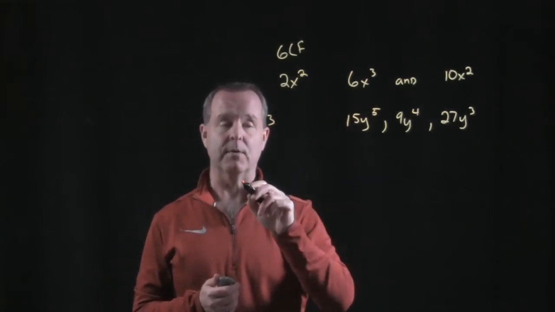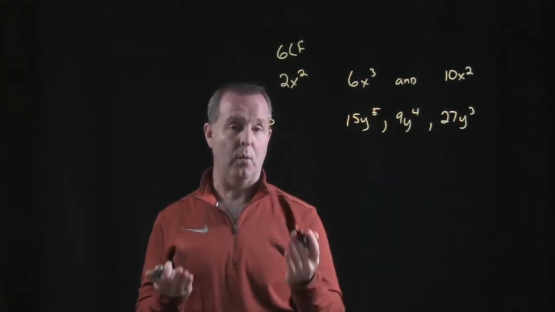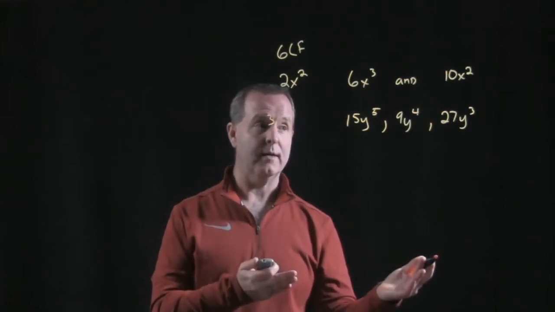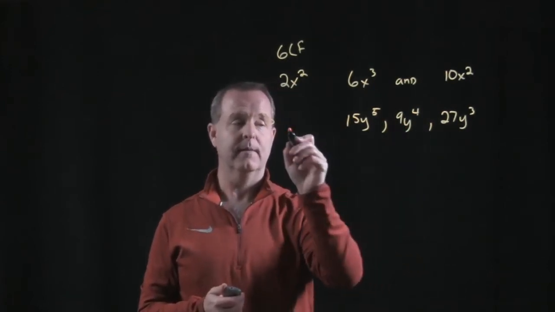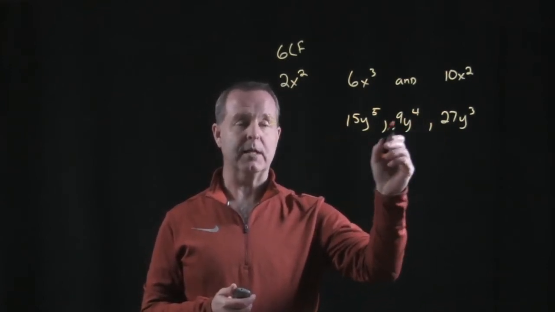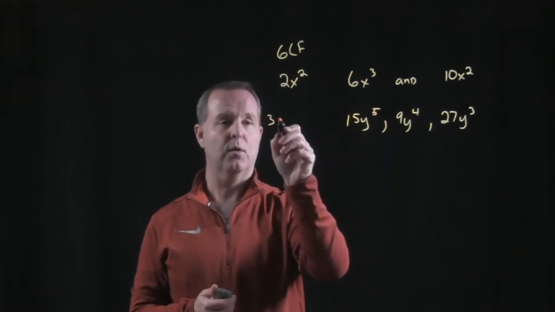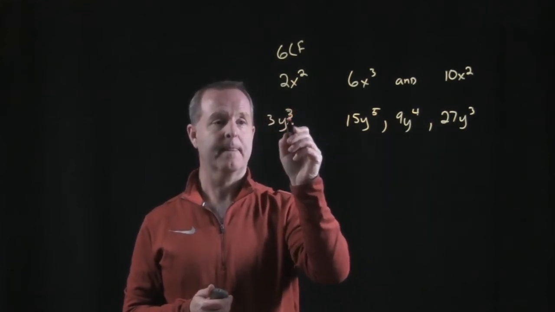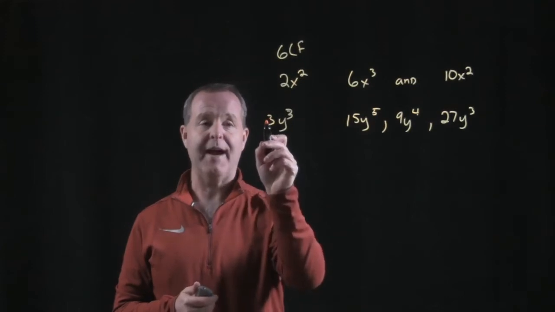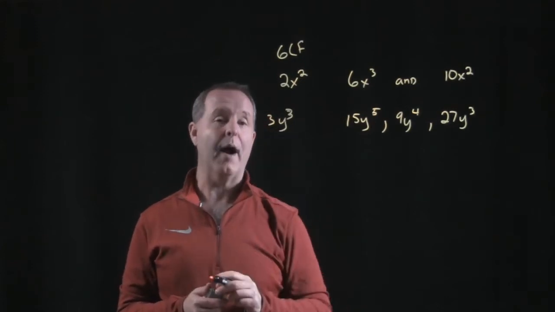Now I look at my variables. All terms include a y squared and a y cubed. However, not all terms include a y to the 4th. So y cubed is part of my greatest common factor. So my greatest common factor is 3y cubed.